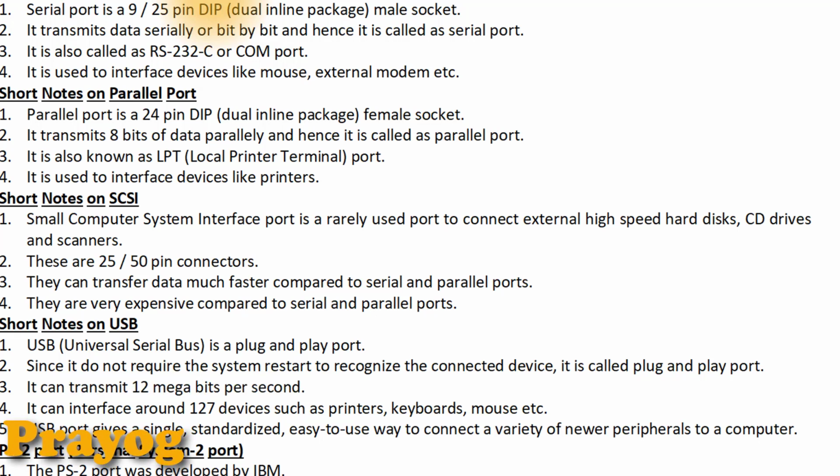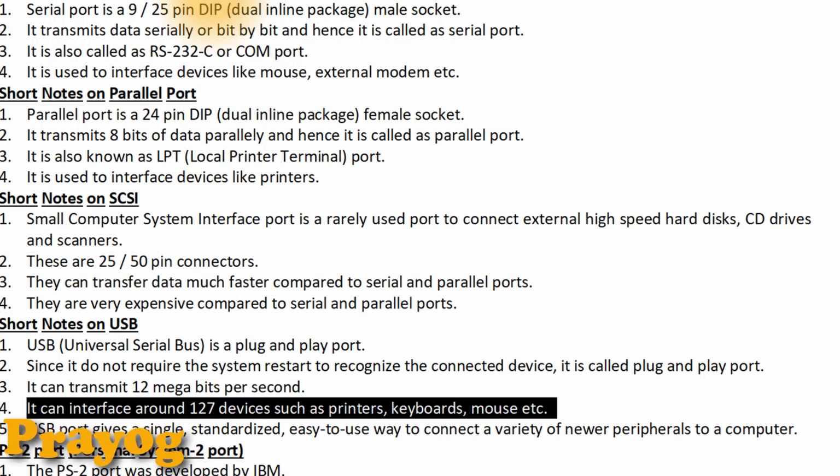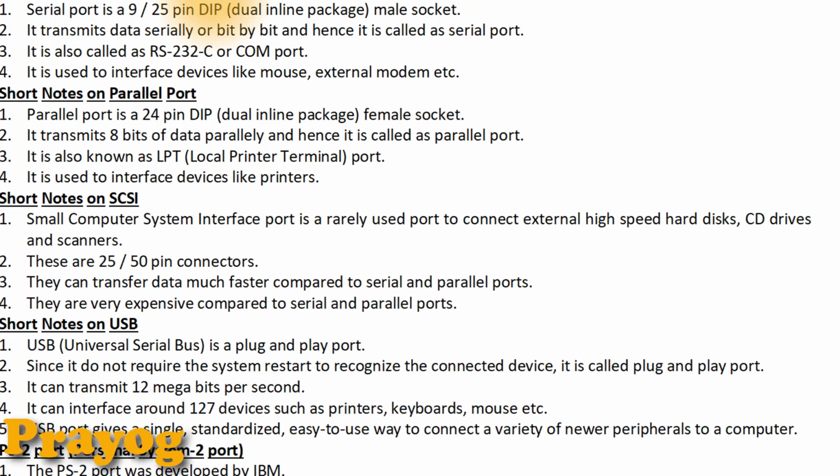Most importantly, USB can recognize more than 100 types of devices with the PC, like printers, keyboards, mouse, pen drives, external hard disks, even handycams and digital cameras. Different types of devices can be interfaced. And finally, the USB port gives a single standardized, easy to use way to connect a variety of new peripherals to a computer.